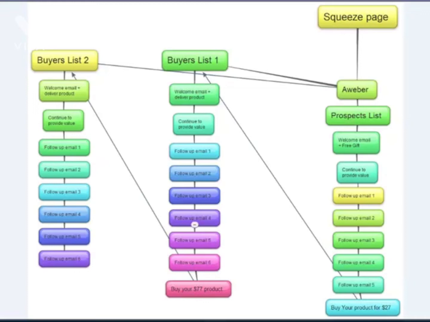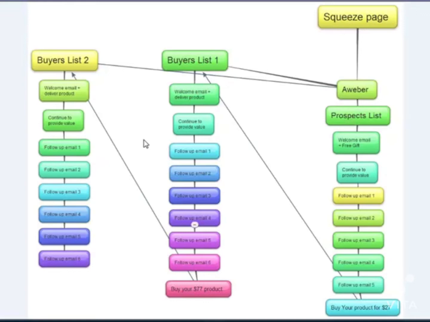Just a quick recap, as we've said. First product, don't go over the $15 mark, and a good price point is around $7, but $7 to $15 is good. And then when they go onto your buyers list number 1, you can then offer them another product, obviously going a little bit higher.